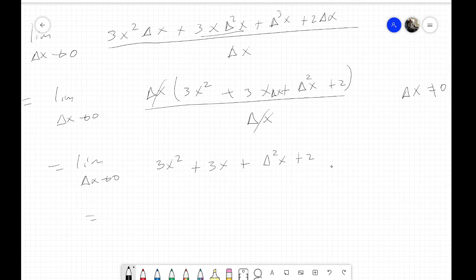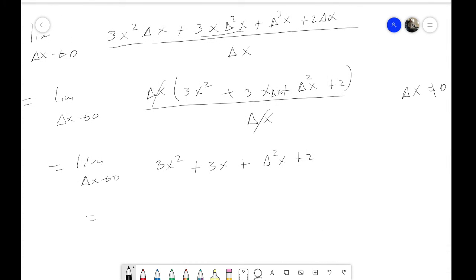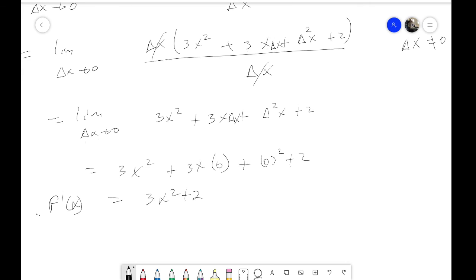Now, this is a polynomial, so there's no restriction in its domain, and we can just use the substitution method for the limit. The limit as delta x goes to 0 just means to plug in zeros for whatever you see as delta x. So this is 3x squared plus 3x times 0 plus 0 squared plus 2. And we're left with 3x squared plus 2. Now, remember this was f prime. This is the derivative. So we have that f prime of x is equal to 3x squared plus 2.